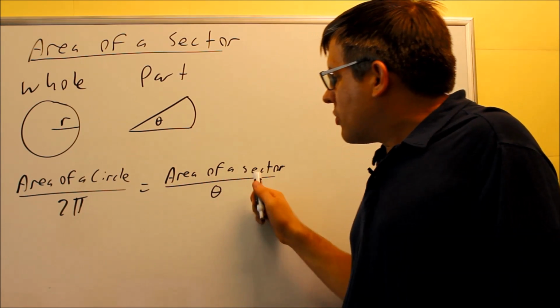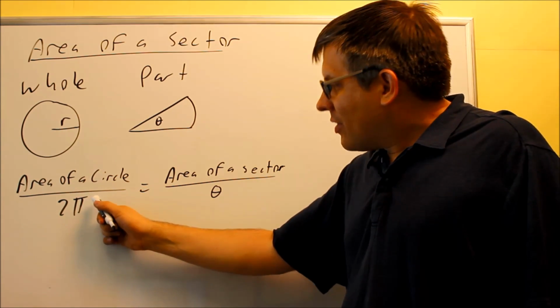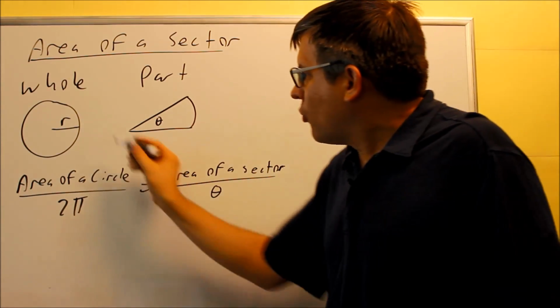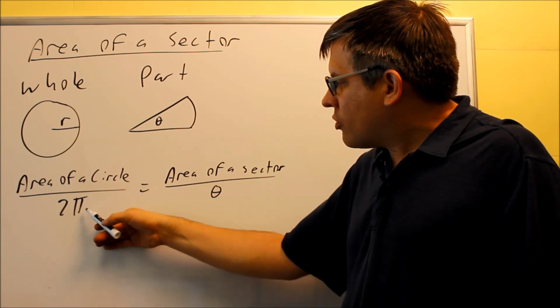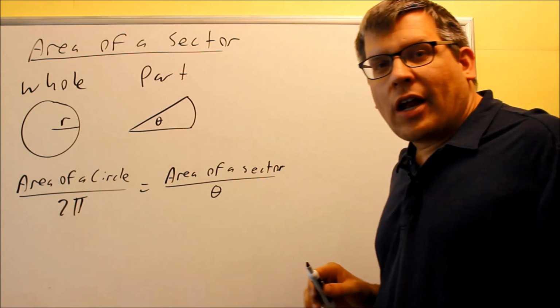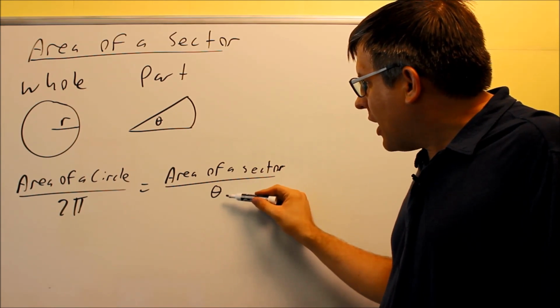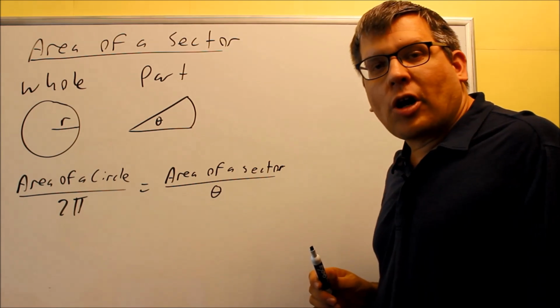You can think of that as looking at this. The area of a circle divided by the angle it would take to go all the way around the entire circle. A full circle would be 2 pi radians. So area of a circle over 2 pi radians would be that. However, we also have the area of a sector, and we're going to divide it by whatever this particular angle is. This will be the whole angle, this will be part of the angle.